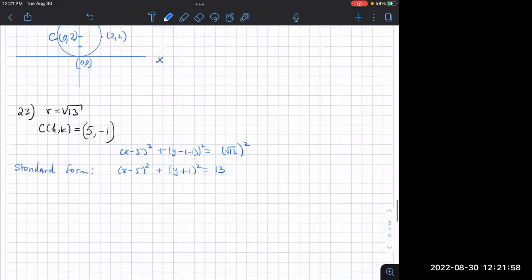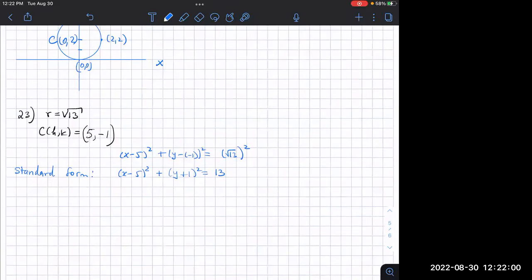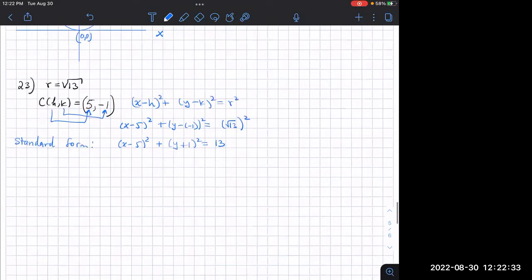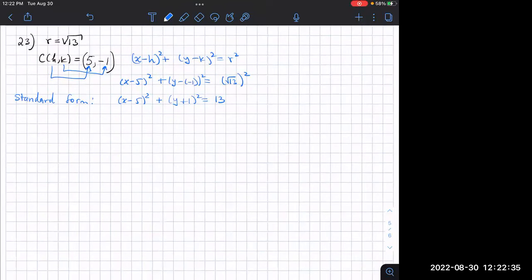I have a question. How did h and k become x and y? The formula is x minus h squared plus y minus k squared equals r squared. So the center h comma k being 5 comma negative 1 means that h equals 5 and k is negative 1. Does that make sense? Okay. And it also comes from if we were to graph this.